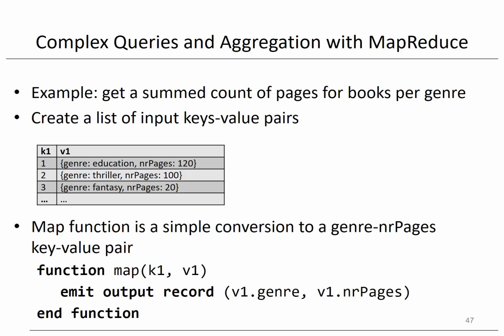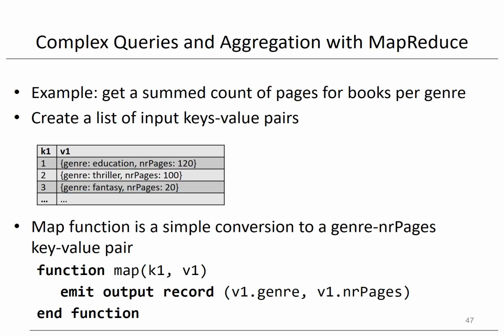Let's illustrate a MapReduce pipeline using a simple example. Imagine that we would like to get a summed count of pages for books per genre. Assume we are dealing with a large collection of books. Using a MapReduce pipeline, we can tackle this query by first creating a list of input key value pairs corresponding with the records we want to process. This is illustrated in the table above.